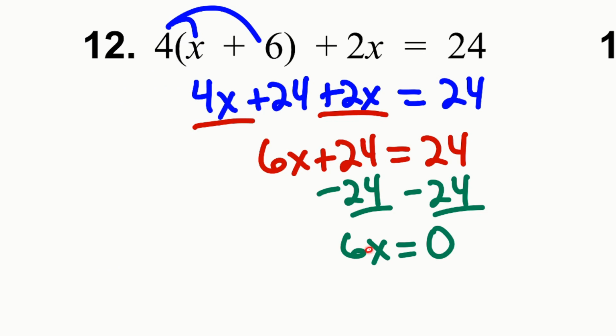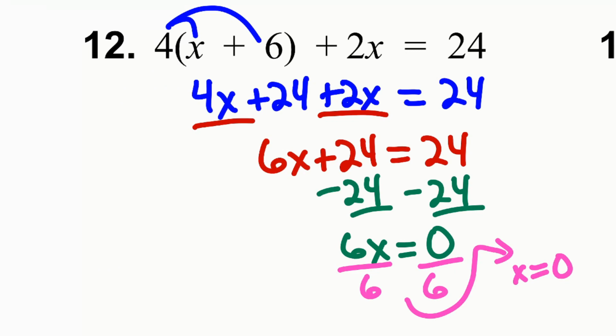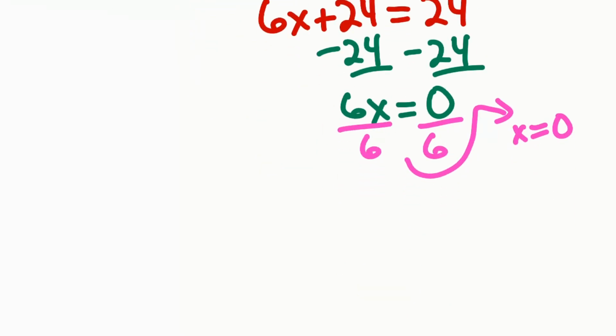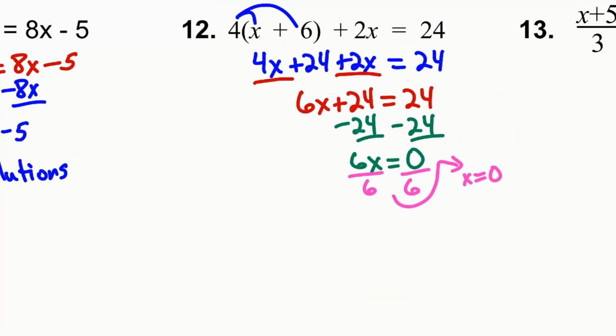Now I still have 6 times x. So to isolate my x, I divide by 6. And I get x equals 0 divided by 6, which is 0. So now I have to take that 0 and plug it back into my original equation and see if it comes out to be true.